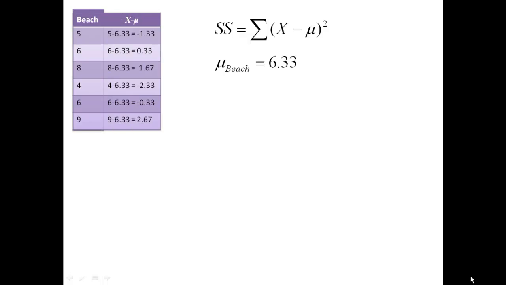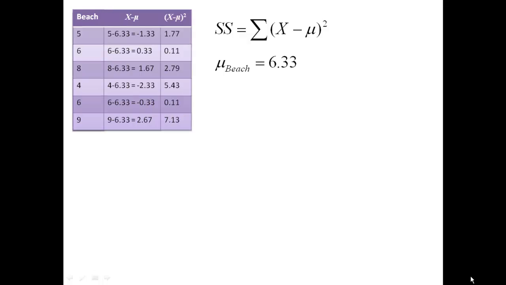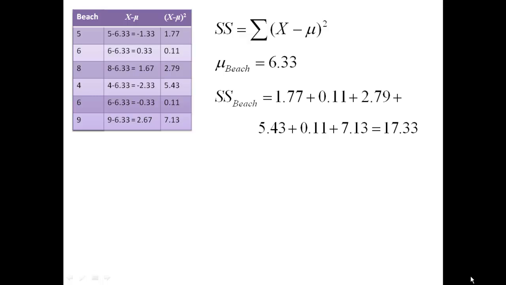So now we need to do x minus the mean for each score, so for each value of x. So you can see that that means that you take each score and subtract away the mean. Then, if you follow the formula, you need to square those values. So 1.33 squared is 1.77, 0.33 squared is 0.11. So now we have all of the squares, and we need to sum them, which is why it's called the sum of squares. And that's what the sum of squares formula looks like with the numbers input in there. So the sum of squares for beach is 17.33.